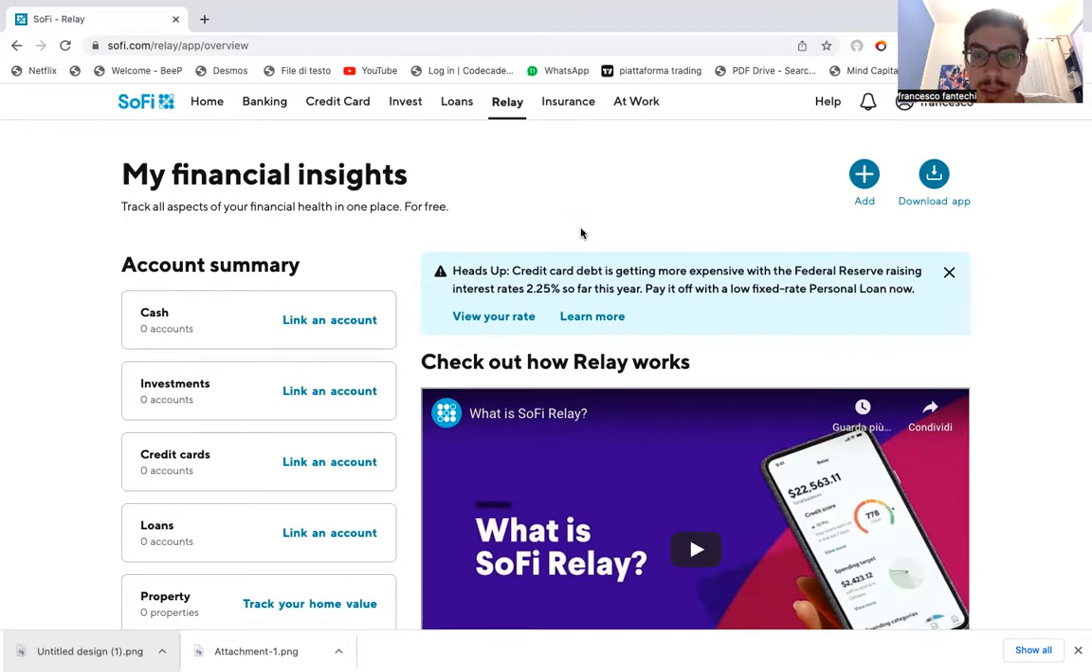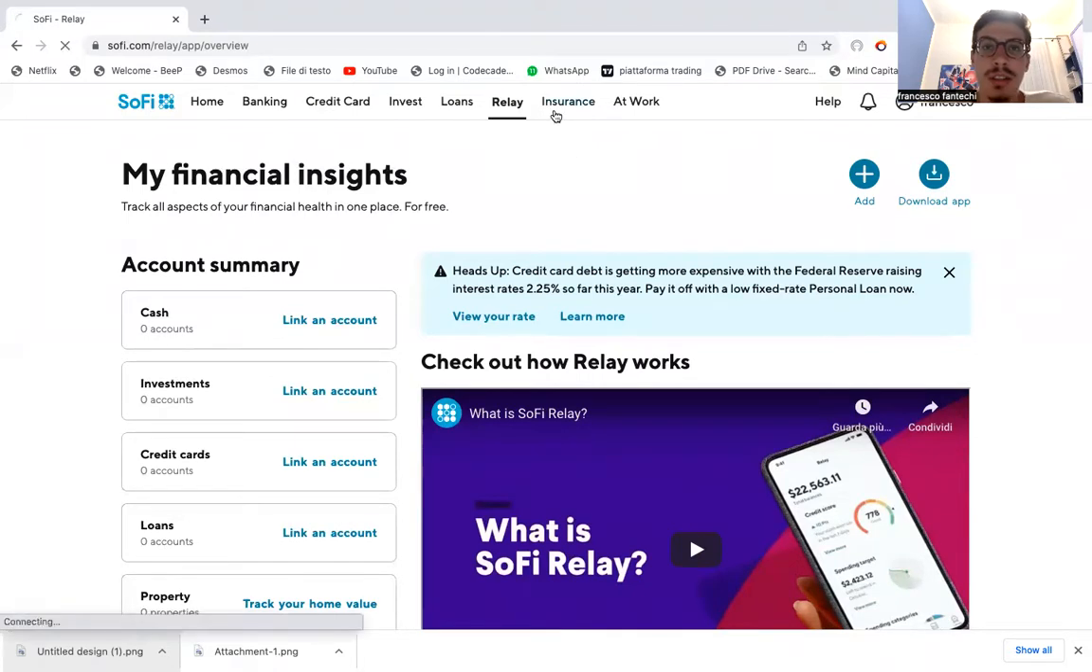And here we can see that credit card debt is getting a little bit more expensive with the Federal Reserve raising rates to 2.25% so far this year. So it's better to pay it off now. Basically, this is a marketing campaign, of course, because if rates go up, they tell you that the Federal Reserve could further increase the interest rate, and so it's better to refinance now. And if they are low, they tell you that it's low, and therefore you should refinance now. So every time that I check this specific thing, you should always refinance your credit card bills according to them, but of course this depends on your personal strategies.